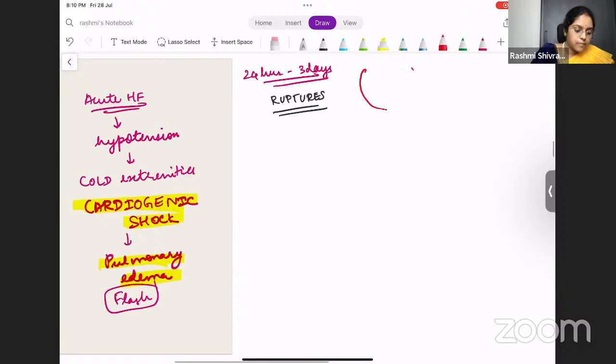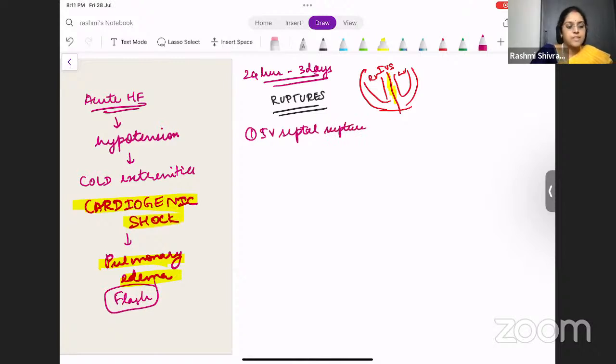So let us draw the heart. This is the left ventricle, this is the right ventricle, and this is the interventricular septum. What happens if there is a septal MI? There can be an interventricular septal rupture. This is the first one. What does it mean? There is a communication between the left ventricle and the right ventricle.